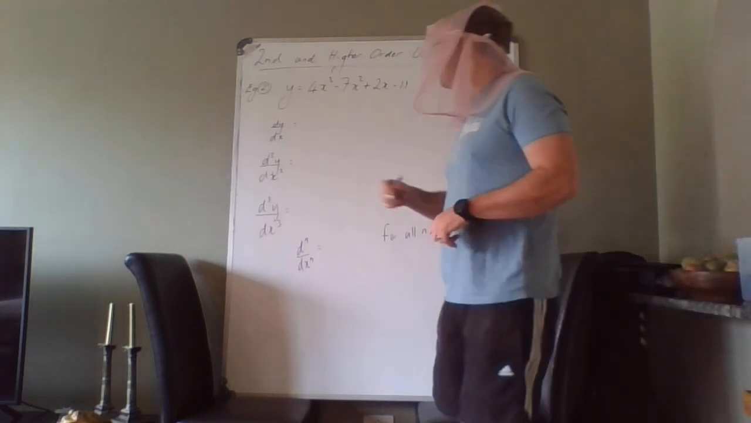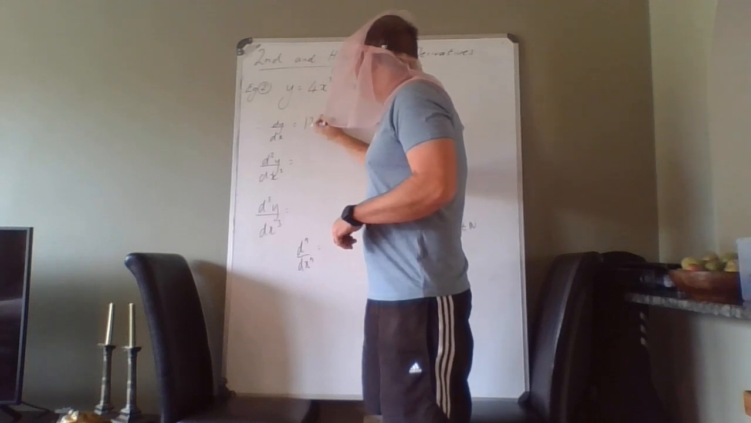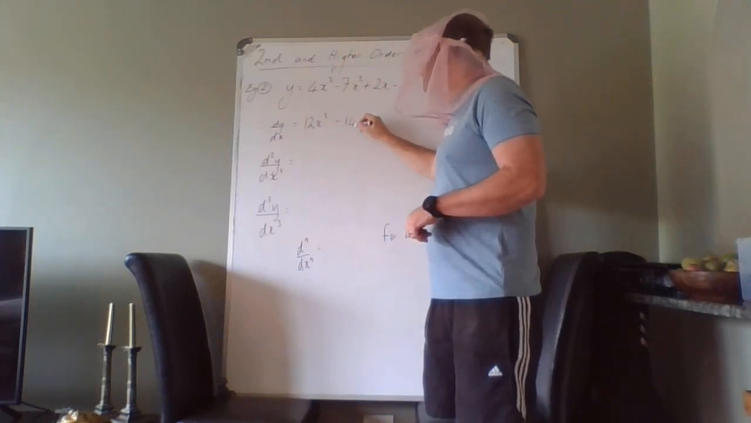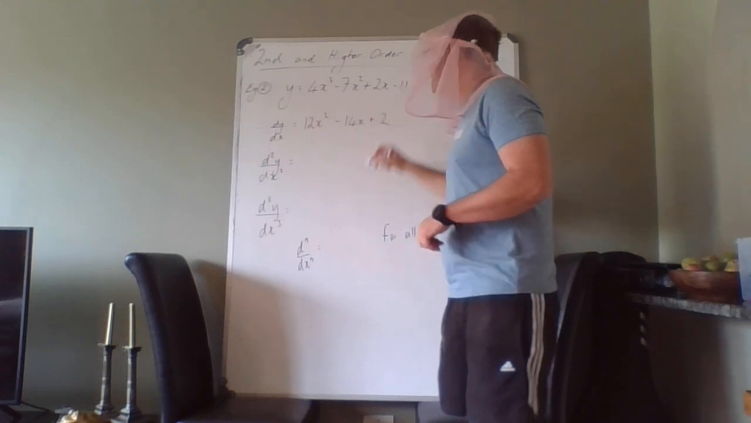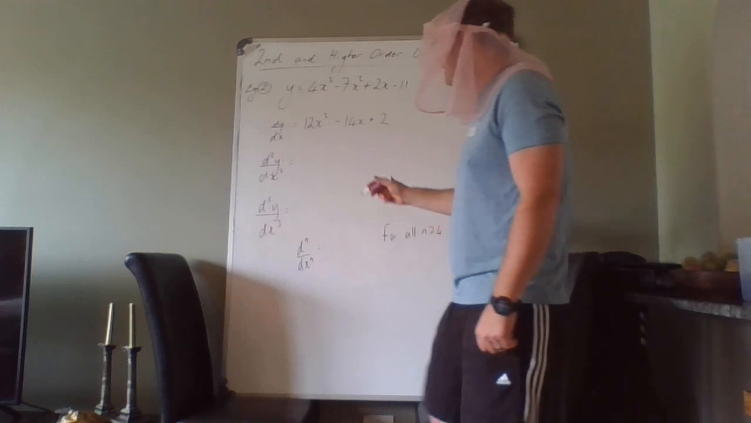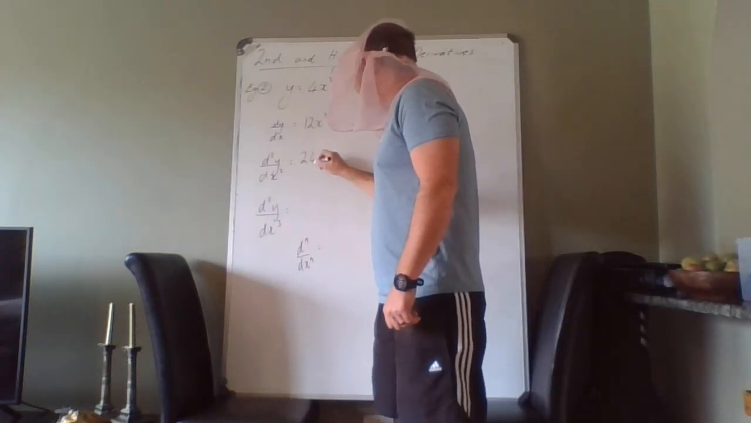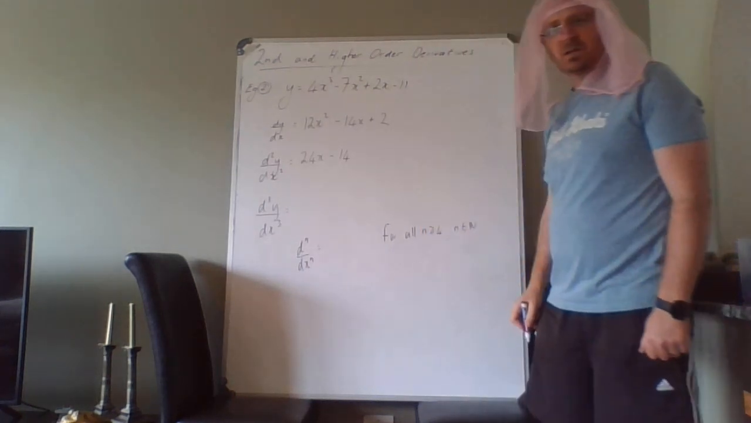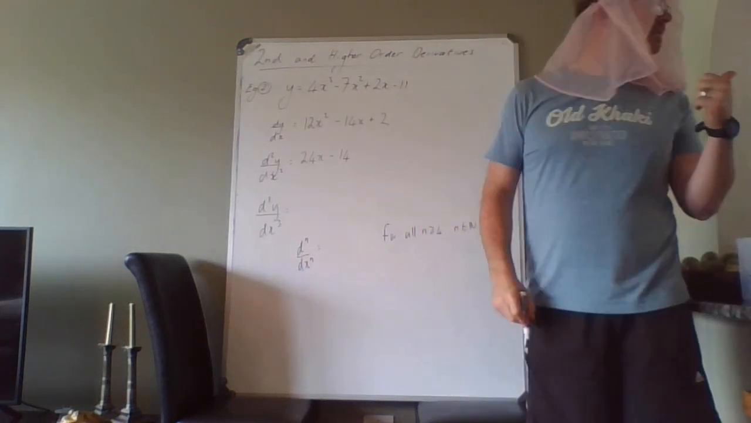Righty then, so the first derivative is going to be 12x squared minus 14x plus 2. There's your first derivative. If I differentiate again, it's going to be 24x minus 14.